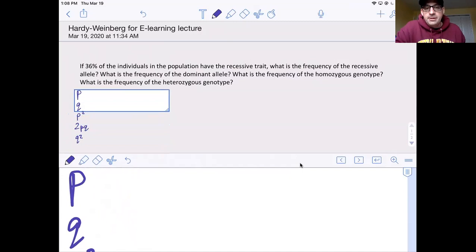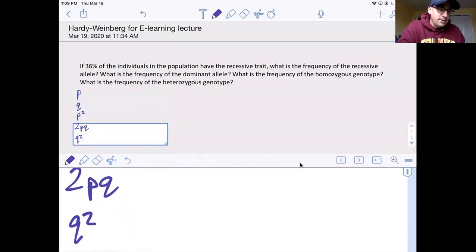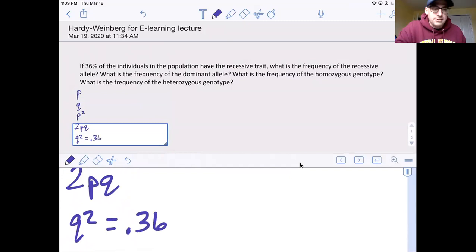So we have 36% of the individuals in the population have the recessive trait. In order to have the recessive trait, you must be homozygous recessive. Which of our terms represents the frequency of homozygous recessive individuals? Well, that is q squared. So q squared is equal to 0.36. So now that I have one of my values here, I should be able to start figuring out some of the other terms in this equation. For example, if I know q squared, what else can I figure out? I'll give you a second here.